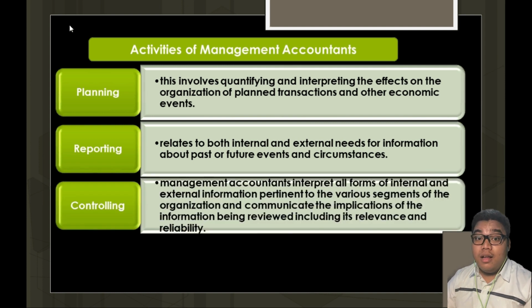Controlling, in here, the management accountants are the ones responsible for interpreting variances and any other noted discrepancies or unusual occurrences with regards to budget versus actual performances. So they are the ones who interpret those, and they may also be the ones determining the responsible party to which reporting and further investigation might be raised upon.